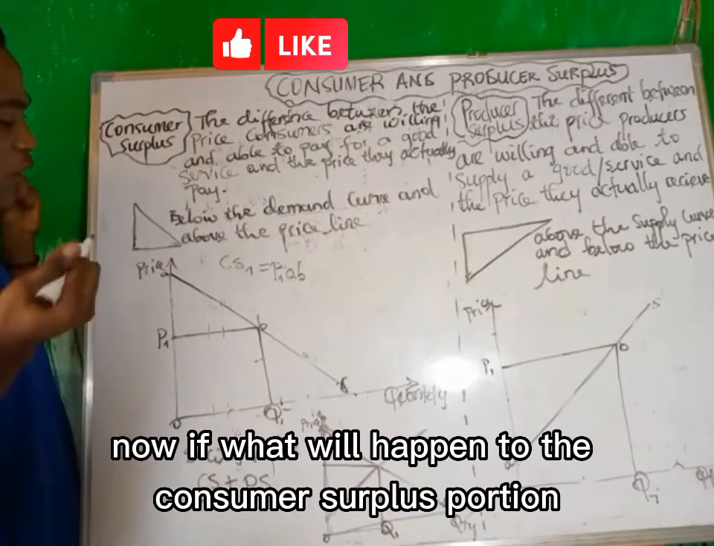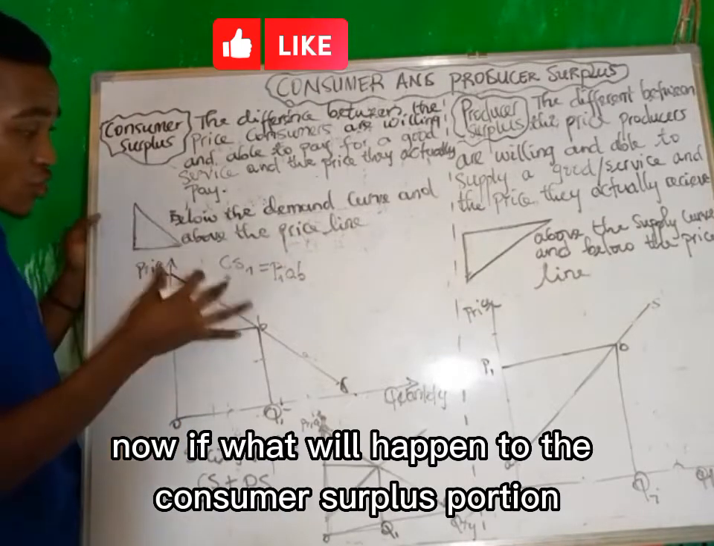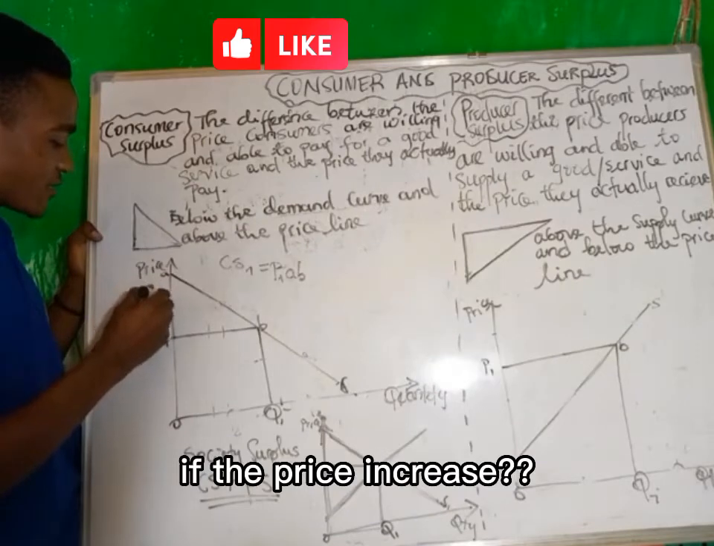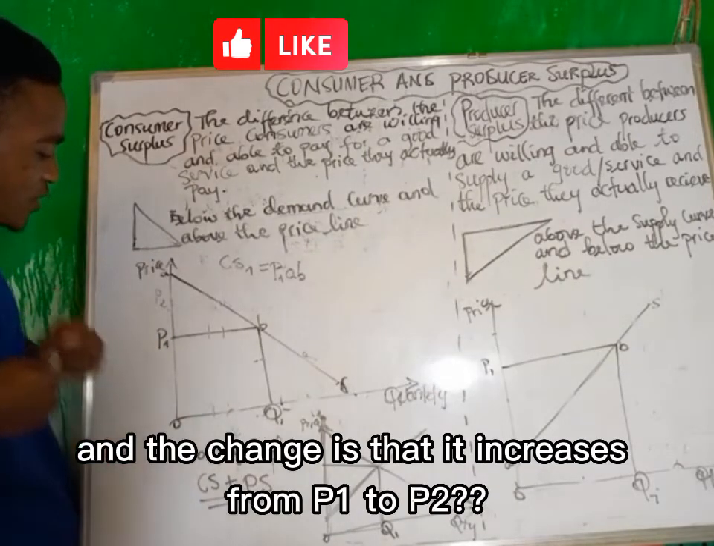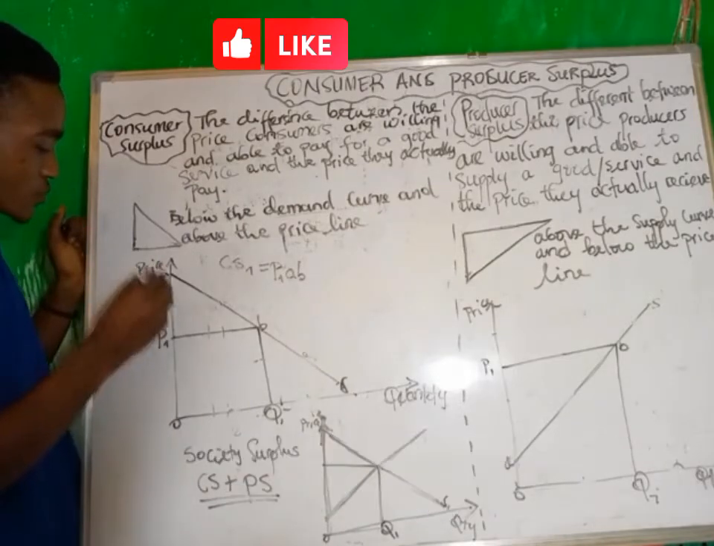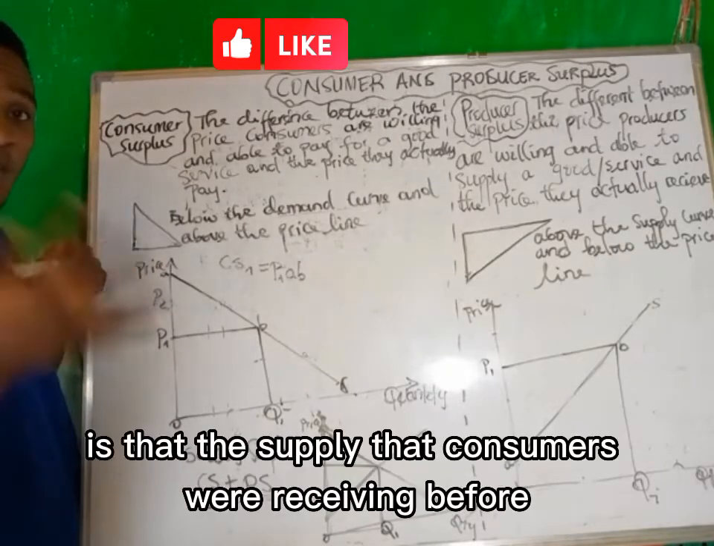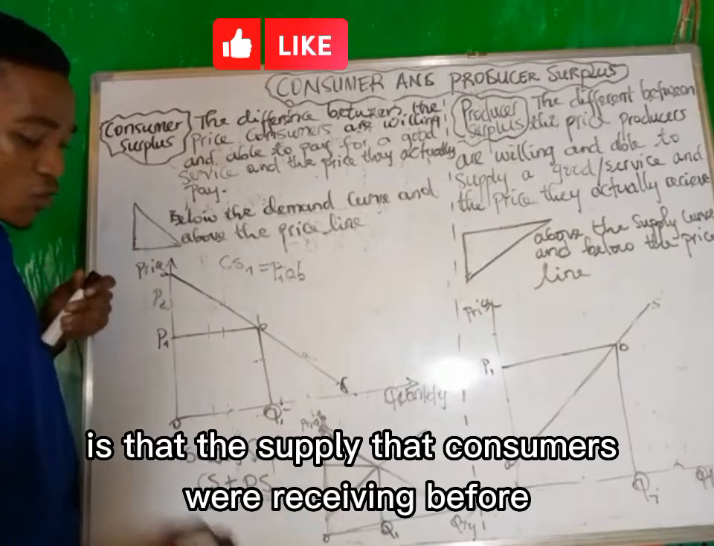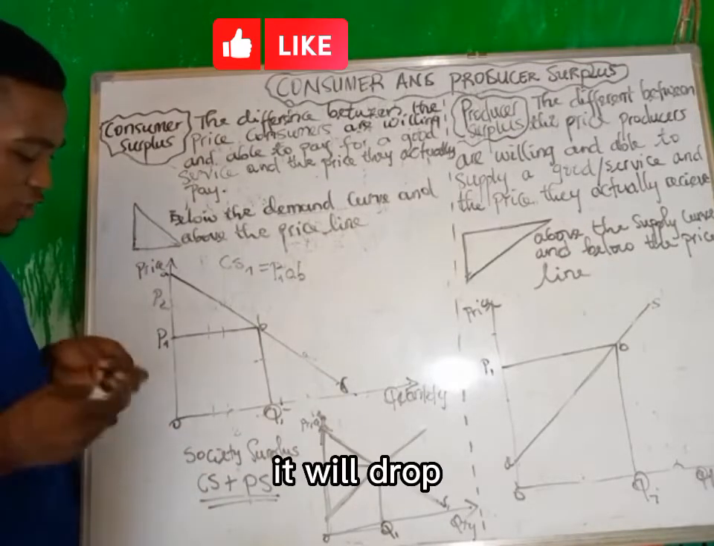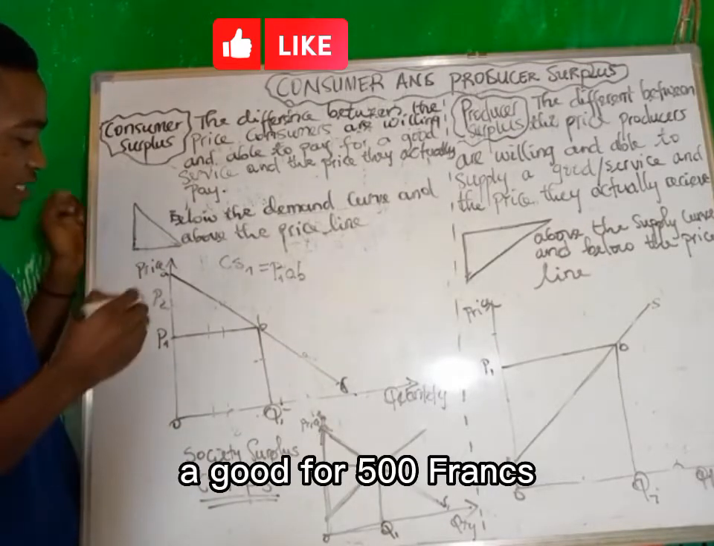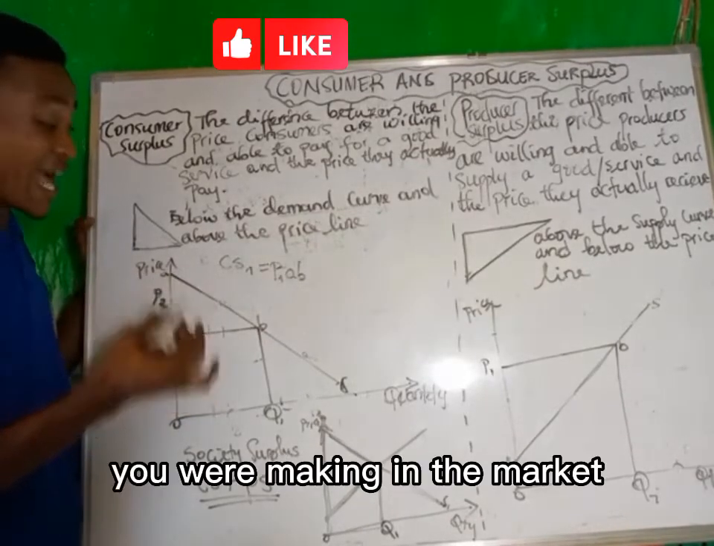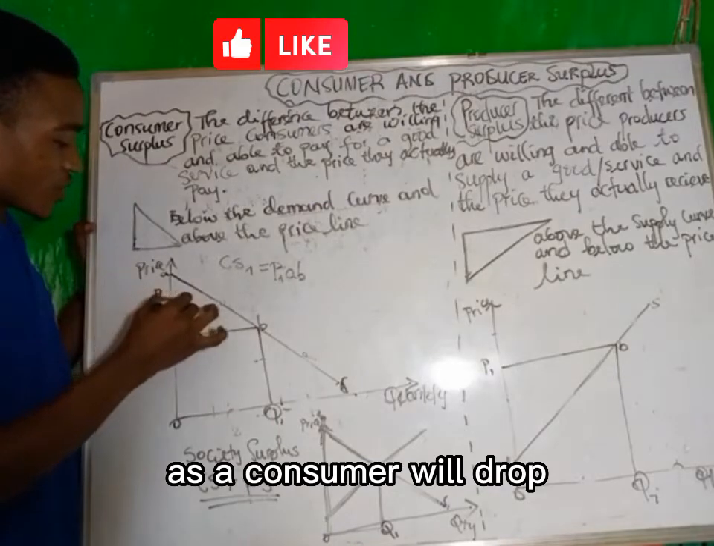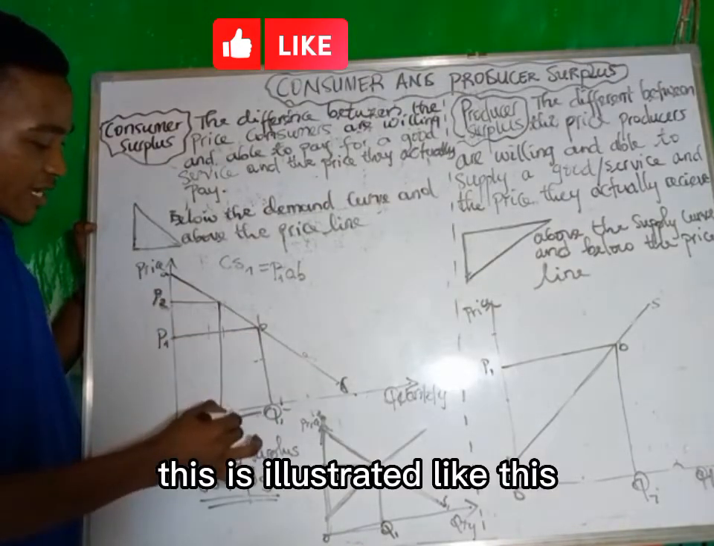Now, what will happen to the consumer surplus portion if the price increases? For example, if the price changes from P1 to P2. What will happen is that the surplus that consumers were receiving before will now drop. You were buying a good for 500 francs, but the price increased to 1,000. The surplus you were making in the market as a consumer will drop. So this is illustrated like this.